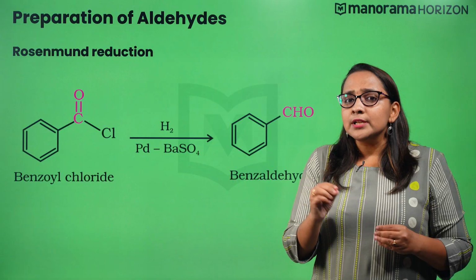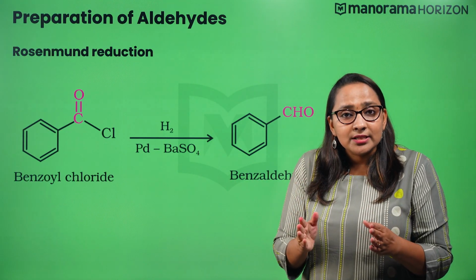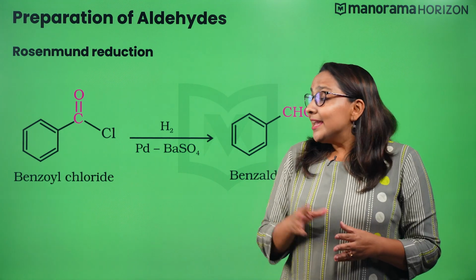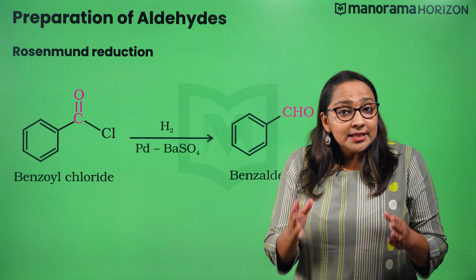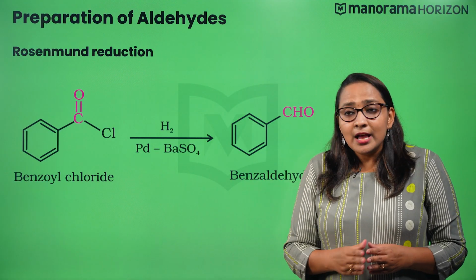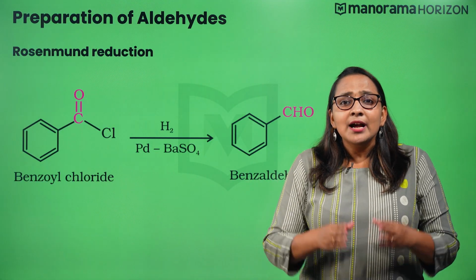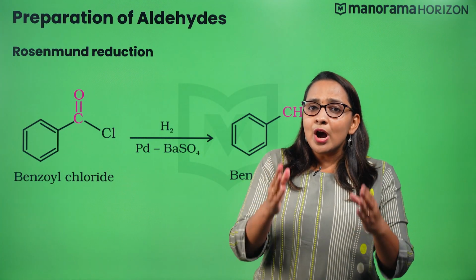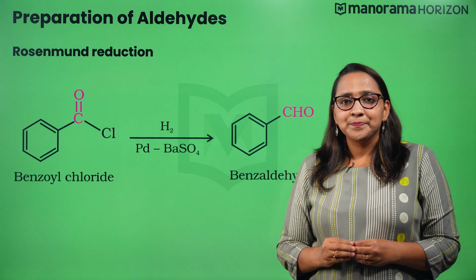One of the most important methods for the synthesis of aldehyde is Rosenmund reduction. Here is an example. This reaction involves the reduction of acid chloride, benzoyl chloride, in the presence of palladium on barium sulfate to afford benzaldehyde.